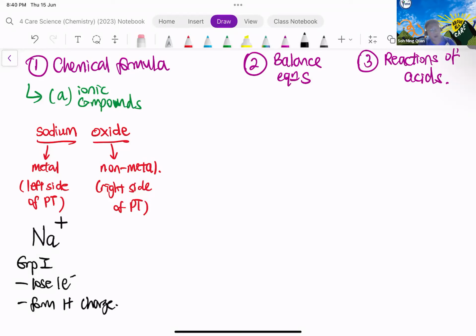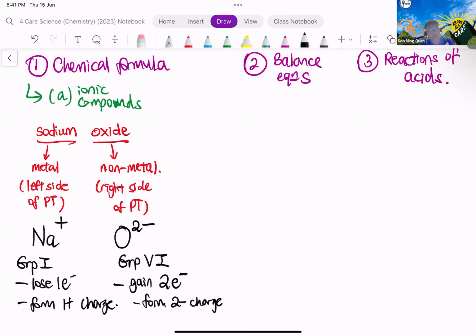Okay? Oxygen, group number 6. Group number 6 means 6 valence electrons. To form a fully filled outermost electron shell, it needs to gain 2. Now, if you look at how I've written it, gaining 2 electrons means 2 minus charge. So it's O2 minus. The charges are written on the top right-hand corner of the ions. But this is not the final formula yet.